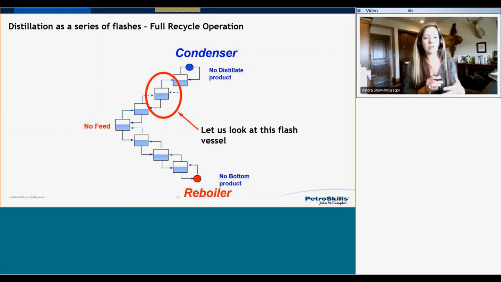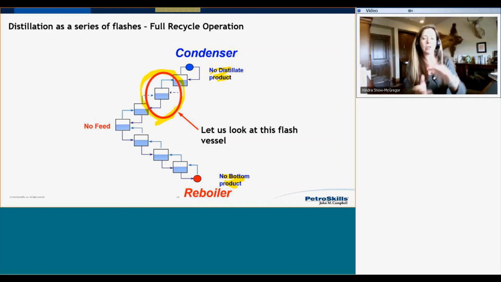And so this example we're looking at would be a fractionation column where I'm running in full recycle. And so this is essentially the best way to start up a column. You charge it, and then you just run it on full recycle until you get your product specs, and then you can start introducing feed. And so notice I have no distillate product coming out. I have no bottoms product coming out. And so let's take a look at what's happening at this separator right here.